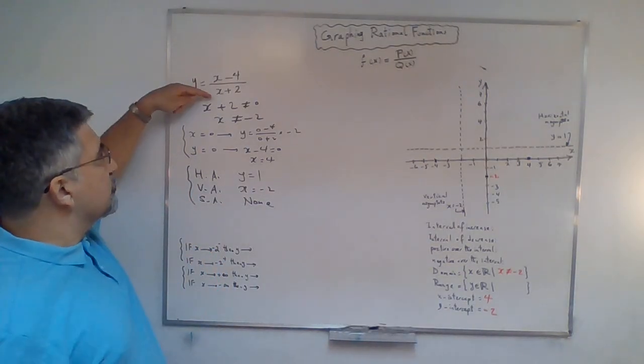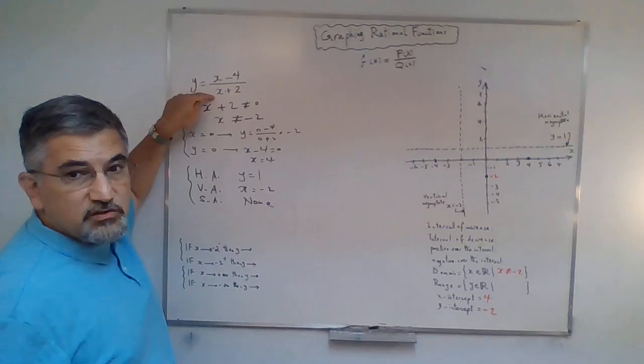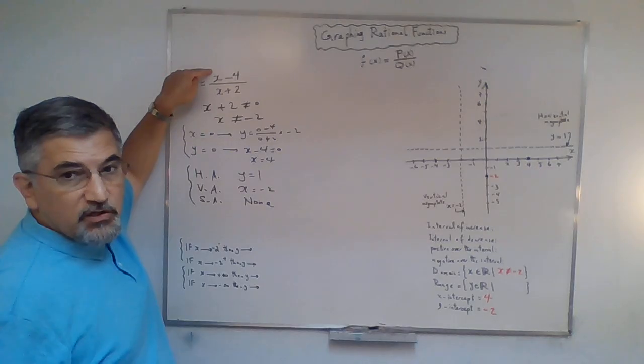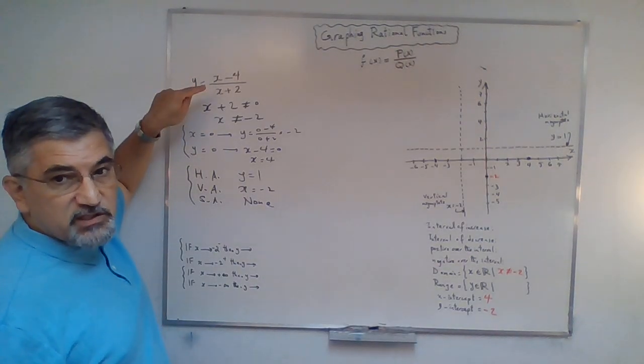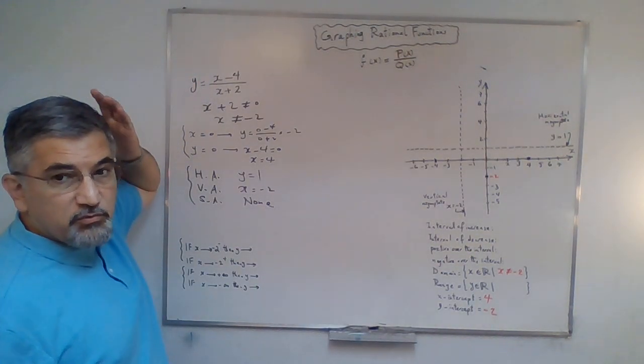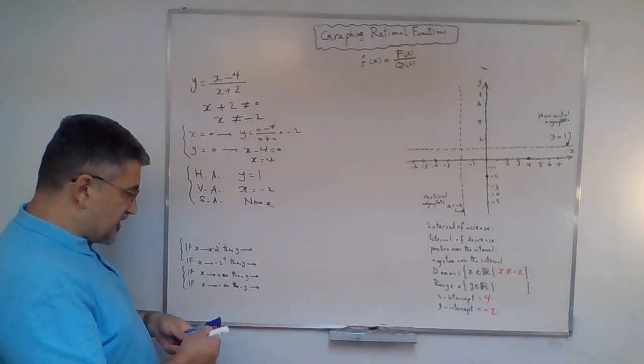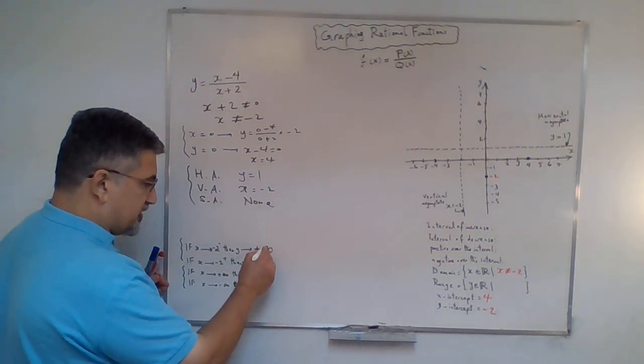If you select negative 2.01, the denominator is going to be negative, but very close to 0. The numerator is going to be negative. So negative divided by negative is going to be positive. Therefore, we will end up with a huge positive value. That is, we can say y approaches positive infinity.